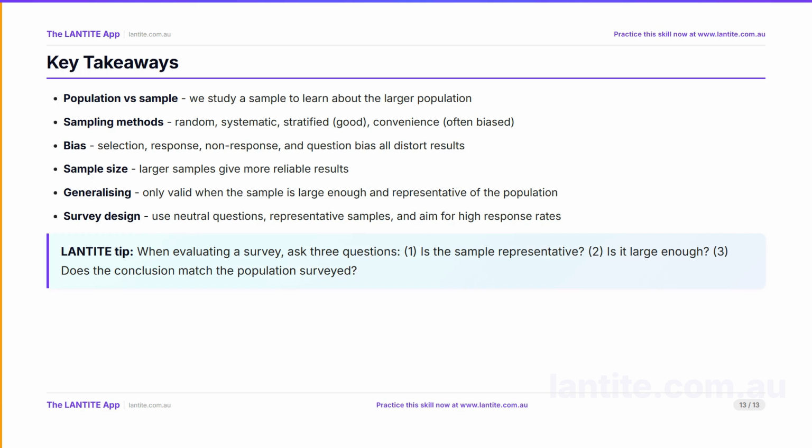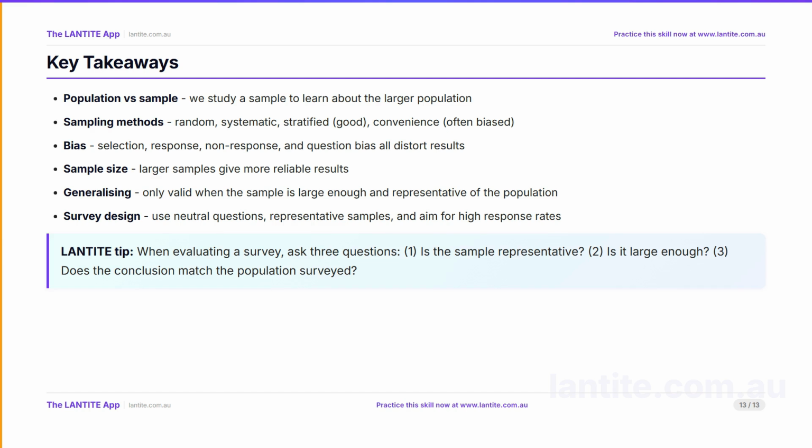Let's recap the key points. We use samples to learn about populations because surveying everyone is usually impractical. The best methods are random and stratified sampling. Convenient sampling is often biased. Watch for selection, response, non-response, and question bias. Larger samples are more reliable, but even a large sample is useless if it is not representative. You can only generalize results when the sample is both large enough and representative of the population.